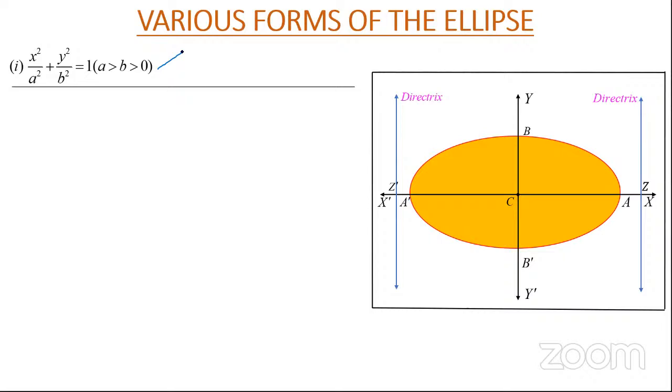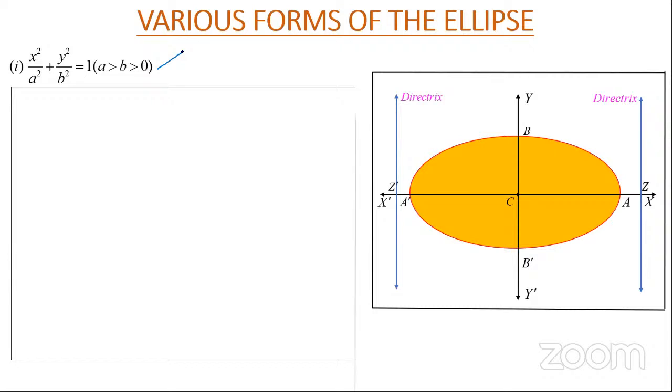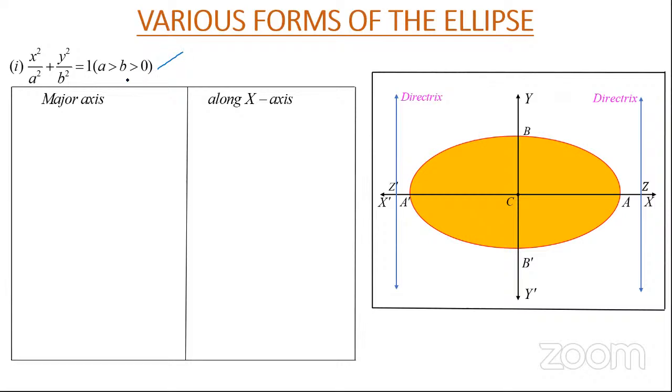Now I'm going to take the values. This is an ellipse x square by a square plus y square by b square equal to 1, where a is greater than b is greater than 0. What is the major axis of the given equation? The major axis is the x-axis, that is A A dash. Similarly, the minor axis is along the y-axis. This is the minor axis.